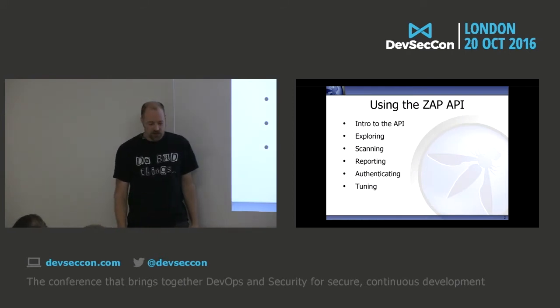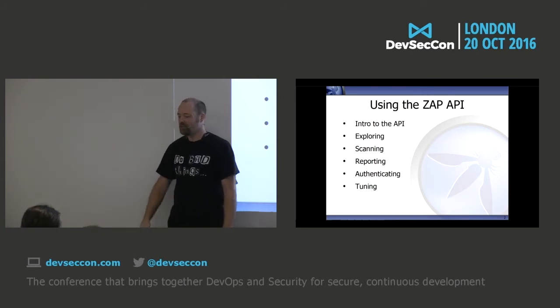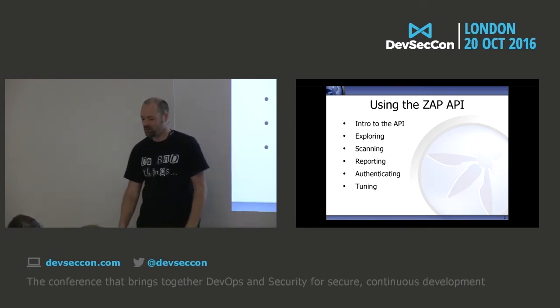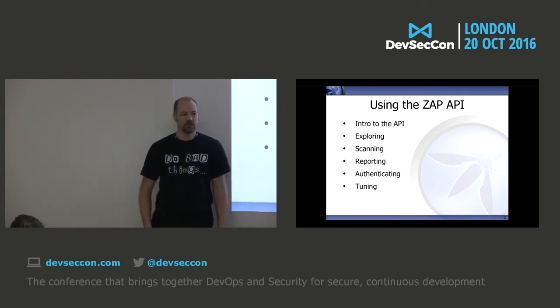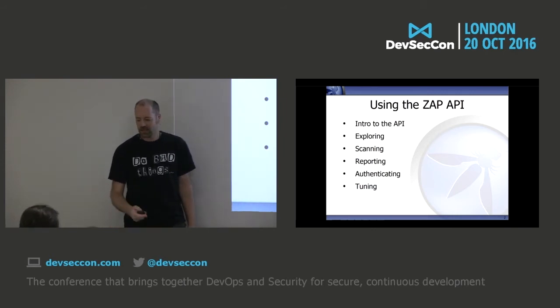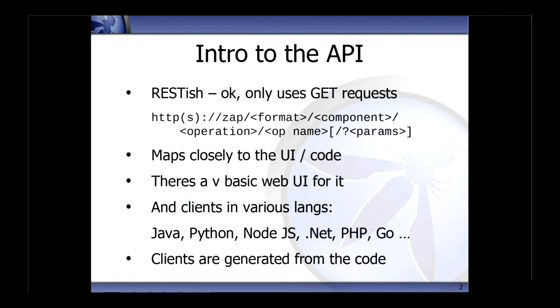So the rest of this talk is going to be talking about the ZAP API, which is something which I probably don't talk enough about and haven't documented as well as maybe we could do. So I'm going to give you a quick introduction to the API. I'm going to talk about exploring, scanning, reporting, and then get on to authenticating and tuning. See how much time we've got.